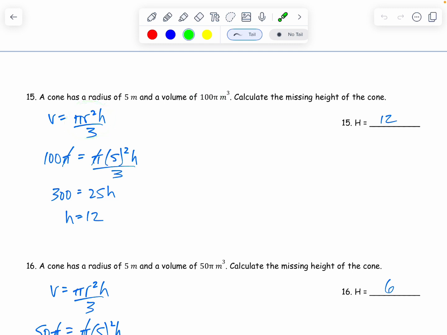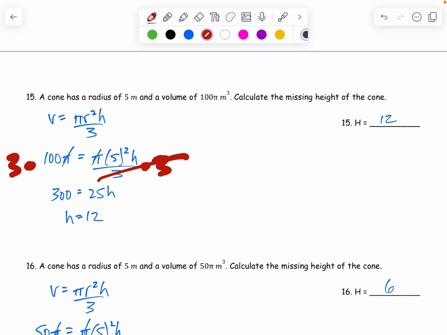It says that the radius is 5, so I'm plugging in the 5, but it says we don't know the height. That is the missing part. So I'm just leaving an h in my formula because I'm going to solve for it. You guys know that the pi cancels on each side, and what I'm going to do at this point is I'm going to multiply by 3 on both sides. And so I'm going to do this.